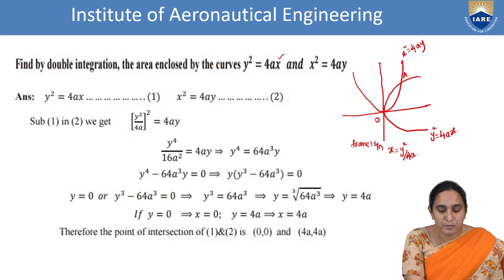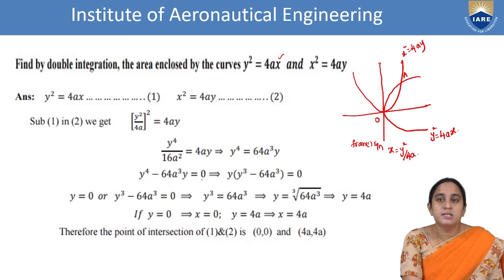That is y power 4 is equal to, take the cross multiplication, 16 times 4 as 64 and a square into a as a cube, and y. That is 64 a cube into y. From that, y power 4 equals 64 a cube y. I'm taking 64 a cube y to the LHS; here it is plus, so on this side it is negative. That is y power 4 minus 64 a cube y is equal to 0.